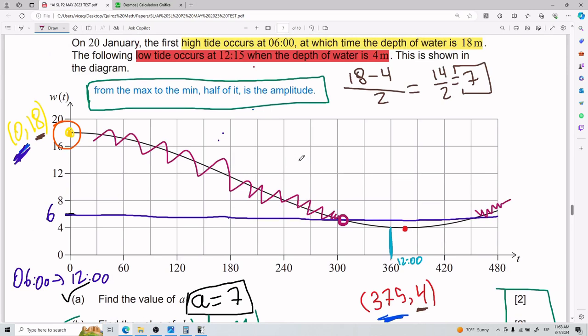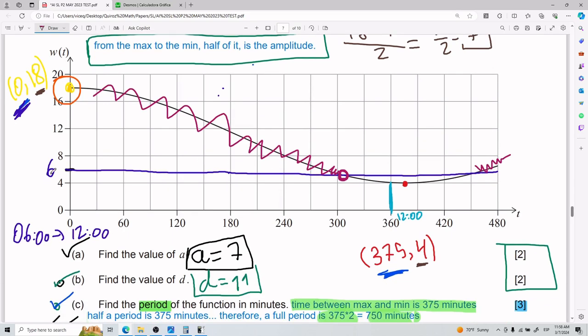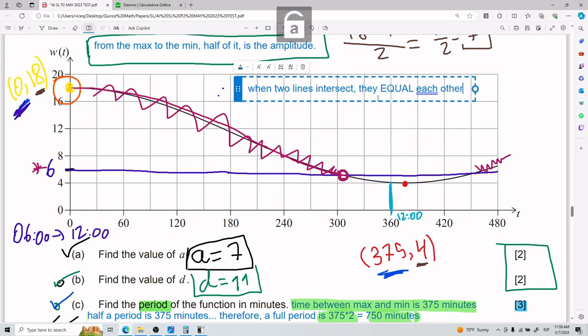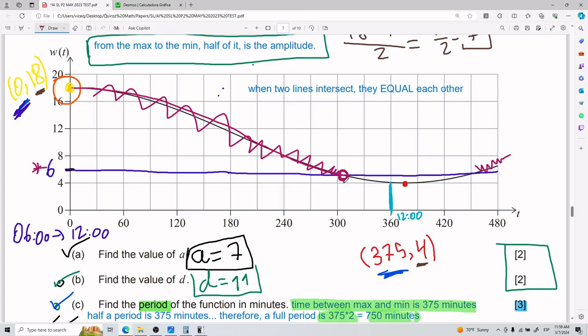Here, what really works out well is understanding the following idea. This purple line equaling 6, the moment it equals my cosine function, they are intersecting. Guys, when two lines intersect, they equal each other at that point. What do I mean by this? Whatever this point is, whatever this x comma y is, they both share that x comma y. So they are equal to each other.